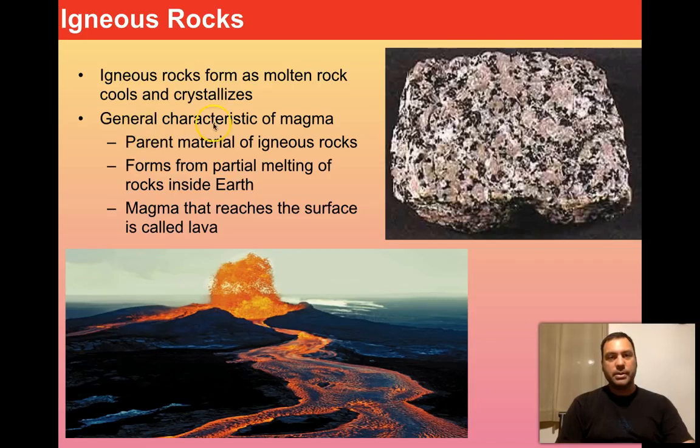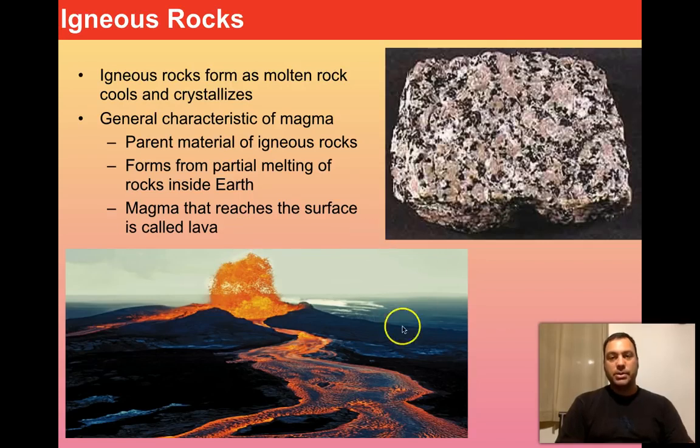There are some general characteristics we want to talk about. First off, the parent material of igneous rocks is very important for determining what kind of rock comes out of it. In other words, if you melt a sandstone, you get a very different kind of igneous rock than if you melt a basalt. It forms from partial melting of rocks inside Earth. Generally speaking, the melt, the molten part of magmas, the origin of these fire-formed rocks, doesn't come from melting entire rocks. Most rocks are just partially melted: a solid part remains behind and a liquid part moves off and forms the magma that comes to the surface. And magma that reaches the surface is called lava.